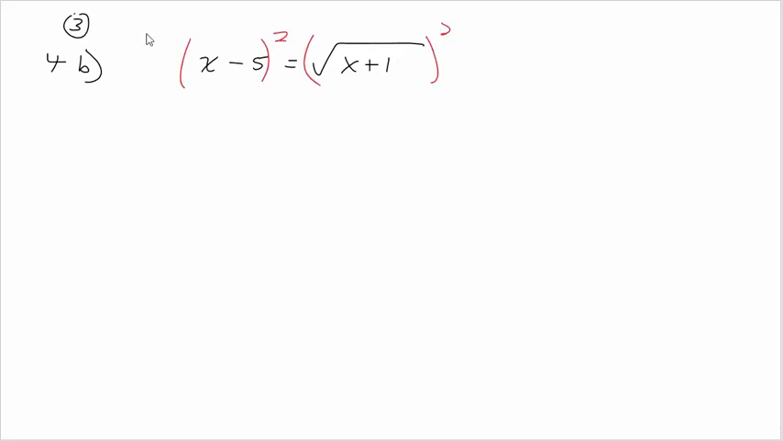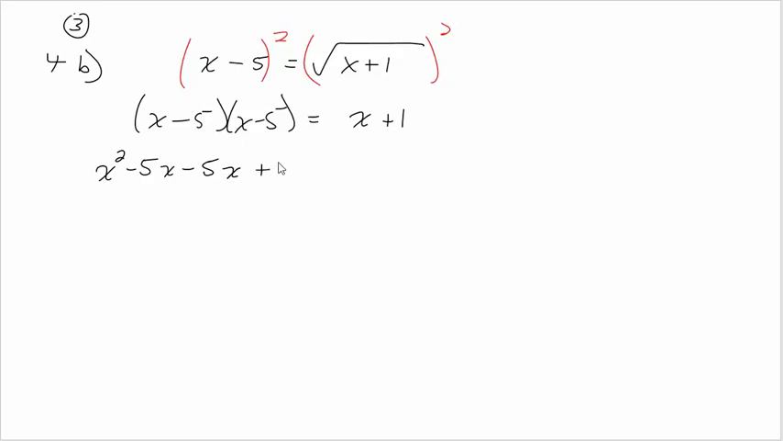Now on the left-hand side, we have a binomial squared, so we do have to remember to multiply that out, or write it out twice, so we can FOIL it out. On the right-hand side, it's going to be pretty easy. The squared and the square root are just going to cancel each other out. On the left-hand side, we have to FOIL, so we get x squared minus 5x minus 5x plus 25 equals x plus 1.